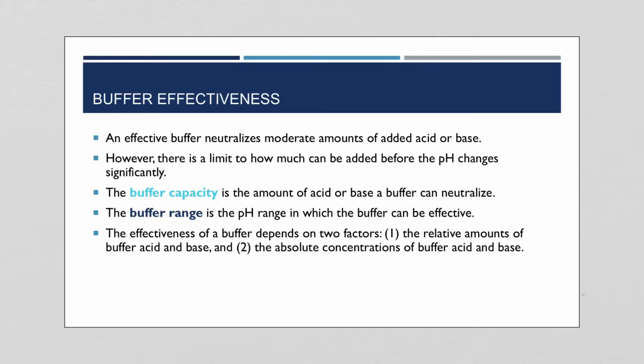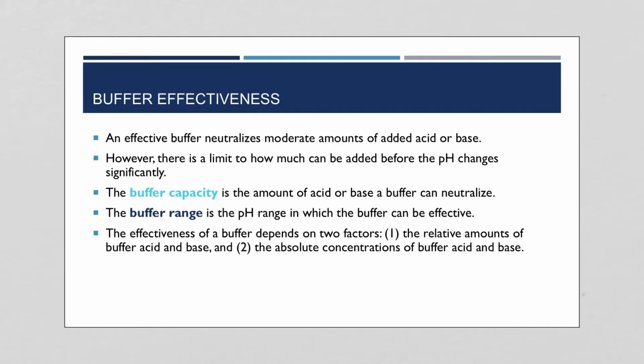Now, the buffer capacity is essentially the measure of this limit. So the buffer capacity is the amount of acid or base a buffer can neutralize. And as we'll see, that will essentially depend on the absolute concentrations of our weak acid and our conjugate base. Now, there is also what's called the buffer range, and that is the pH range in which a buffer can effectively hold the pH. So it's the pH range in which the buffer can be effective.